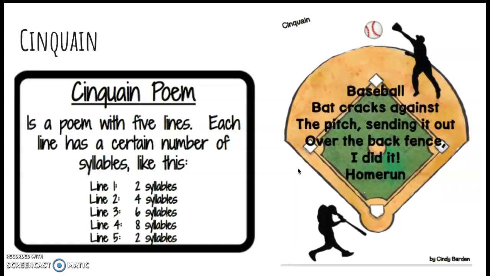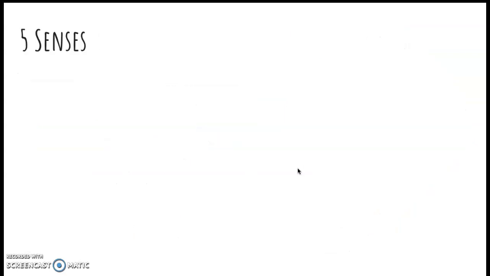Here's an example of a cinquain poem. I thought that baseball is being missed right now, so this would be a good one for us right now. Baseball. Bat cracks against the pitch, sending it out over the back fence. I did it, home run. Now what you can see is baseball, that's your 2 syllables. Bat cracks against, 1, 2, 3, 4, is your 4 syllables and all the way down through there, ending with home run with 2 syllables again.